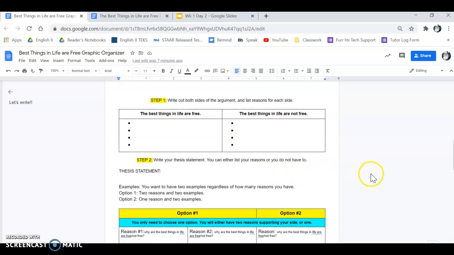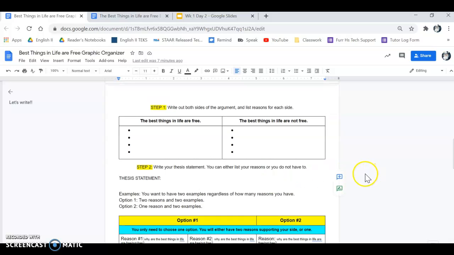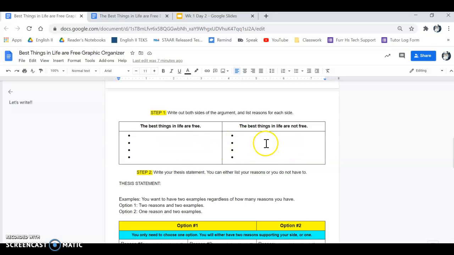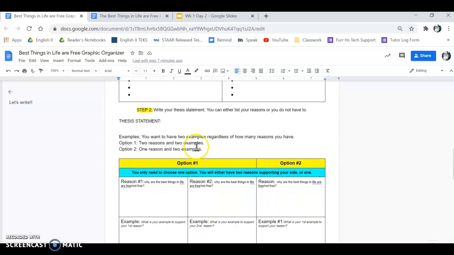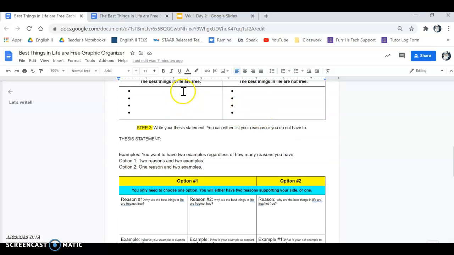Step 2 is to pick a side, and then step 3 is to write your thesis statement. Say I chose the best things in life are free. Then I'm going to write my thesis statement: I believe the best things in life are free because, right? You can either list out your reasons that you listed here, or you don't have to.